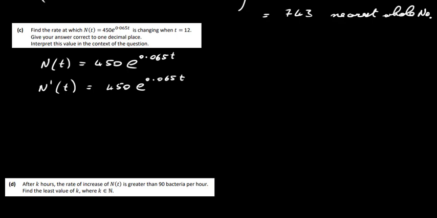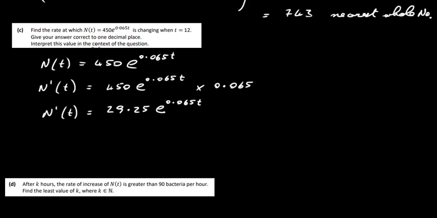E to the power of something when you differentiate it is just going to be e to the power of something. But because we have another function of t up here, we've got to differentiate that as well. So we end up multiplying by 0.065 as well. When you do that, you get 29.25 e to the power of 0.065t. So that's our N dash t here.